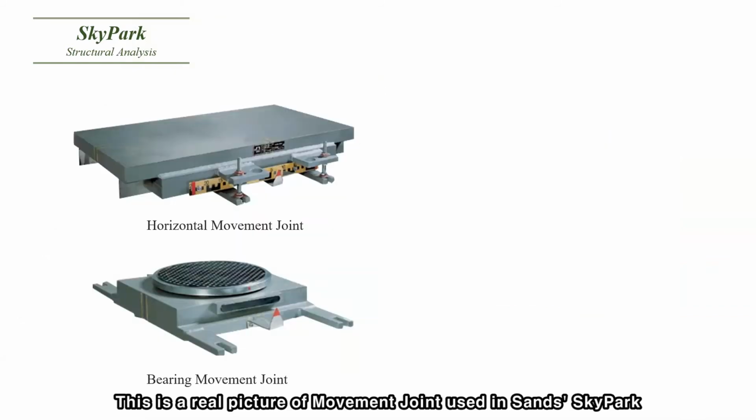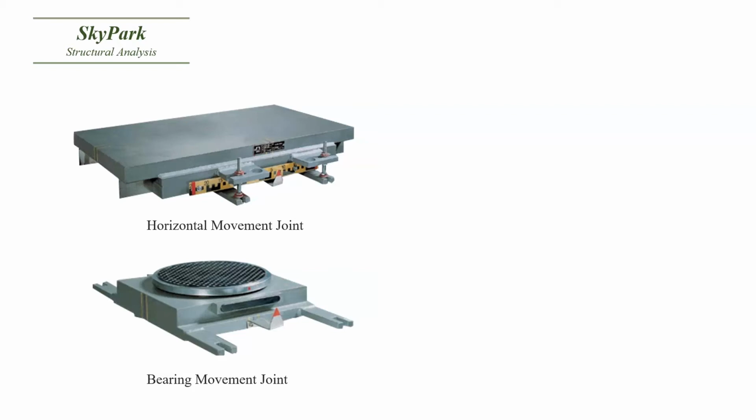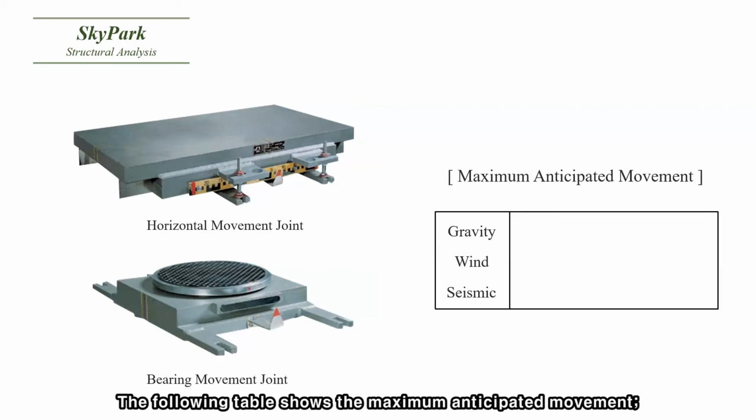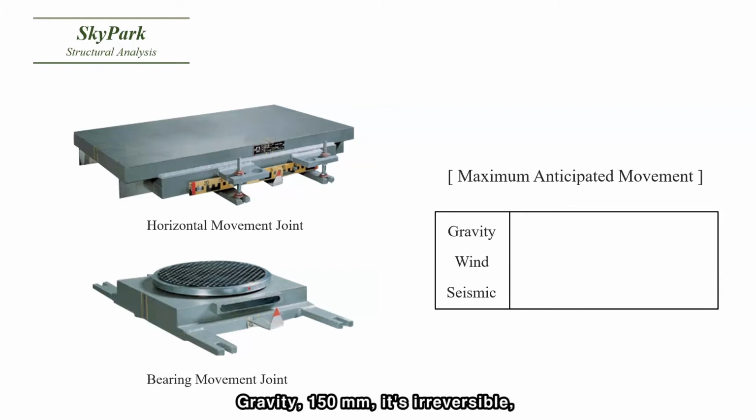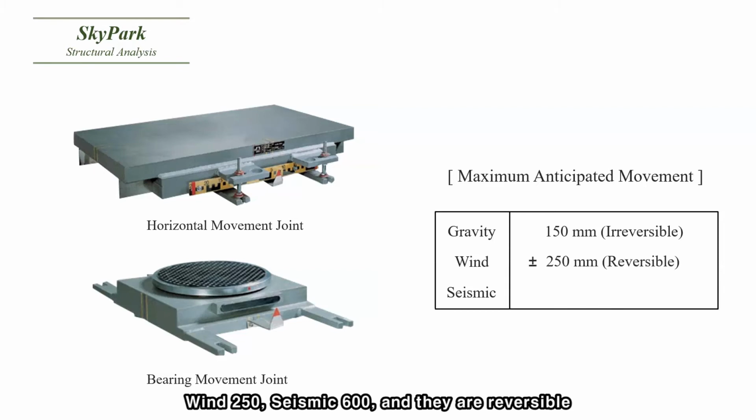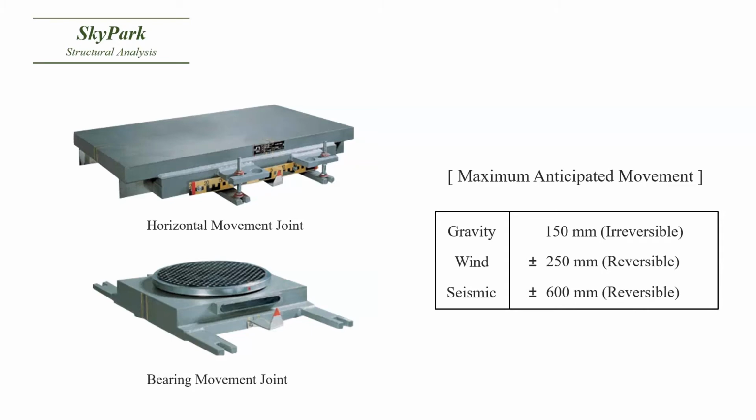This is a rear picture of a movement joint used in Sands Skypark. The following table shows the maximum anticipated movement. Gravity 150 mm. It's irreversible. Wind 250. Seismic 600. And they are reversible.